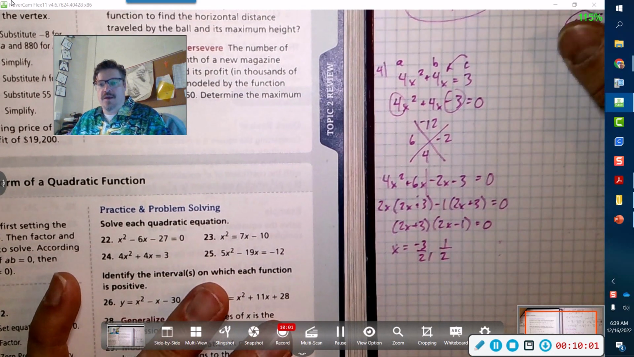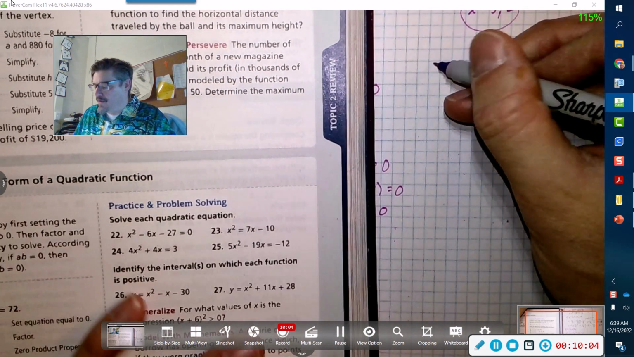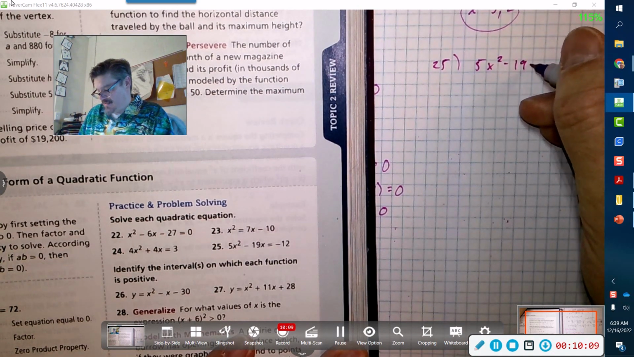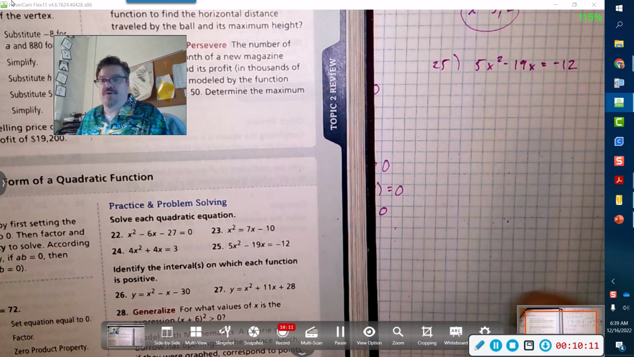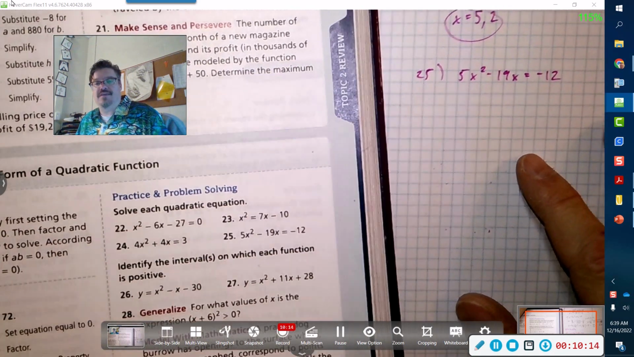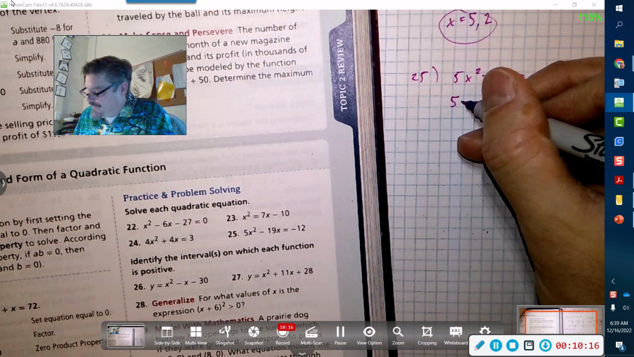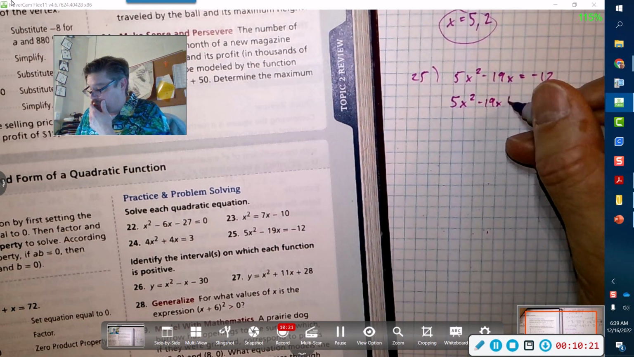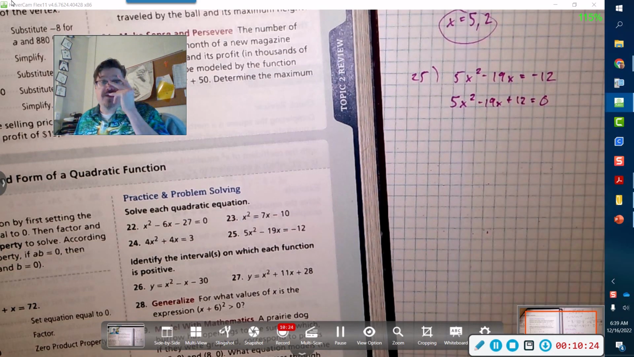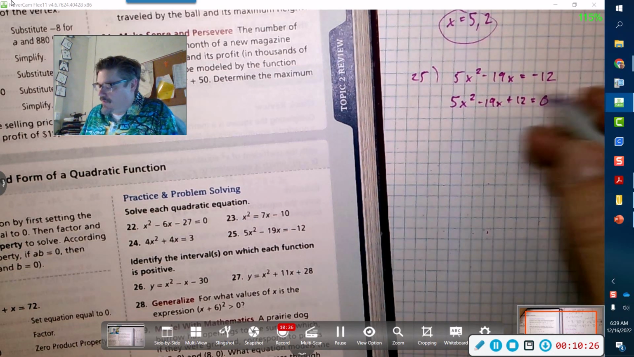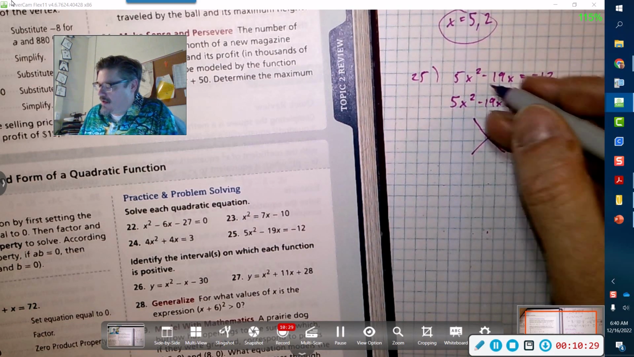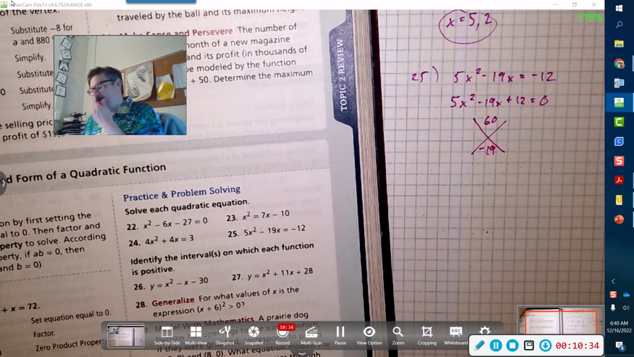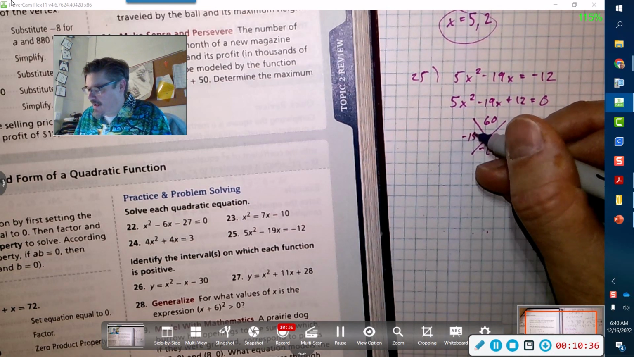All right, 25. 25 is 5x squared minus 19x equals negative 12. So definitely going to use the AC method. I'm going to have 5x squared minus 19x, and negative 12 will go over to the other side for our plus 12 equals 0. Now I need factors of 60 that add up to negative 19, and that would be negative 15 and negative 4.